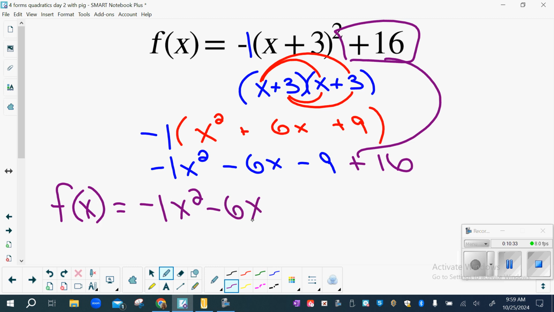Are you okay, Colt? Okay. It scared me a little bit there. It was 7. Are we good? Okay. Vertex form, done. Standard form, done.